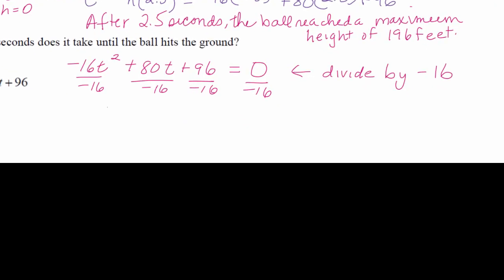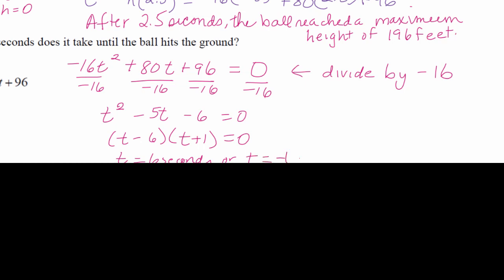Then here I get t squared minus 5t minus 6 equals 0. And this guy factors pretty easily, doesn't it? (t minus 6)(t plus 1) equals 0. So here I get t equals 6 seconds, or t equals negative 1 seconds. Wait a minute, what about that?